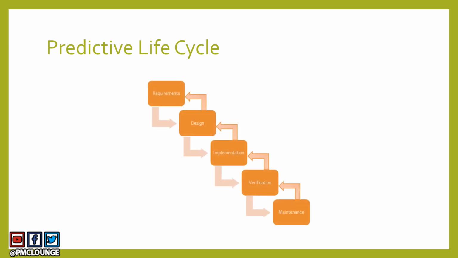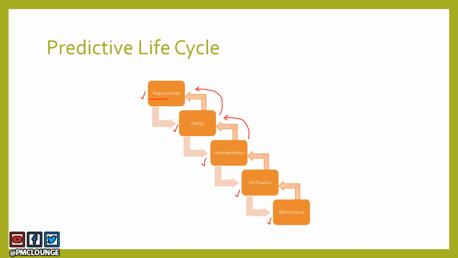So this is how a typical predictive life cycle would look like. You will first work on your requirements, then you will complete the design. If you have any feedback for requirements, you can go back as well. Once you're done with design, you then go to implementation. If there are changes, you might have to go back to design as well. If there is nothing, no change required, you go to verification and then maintenance, right? So this is how predictive life cycle works.